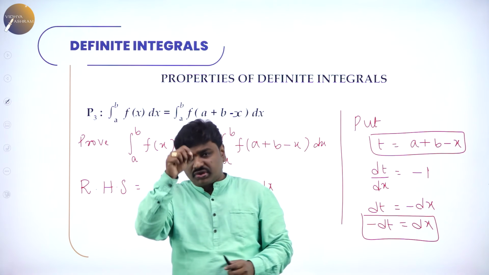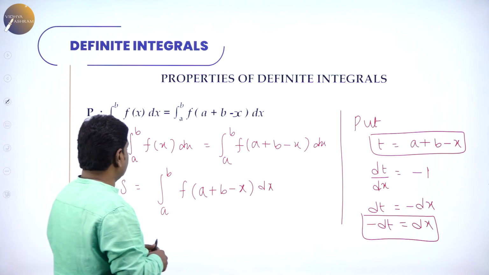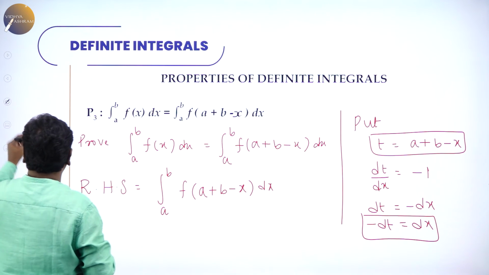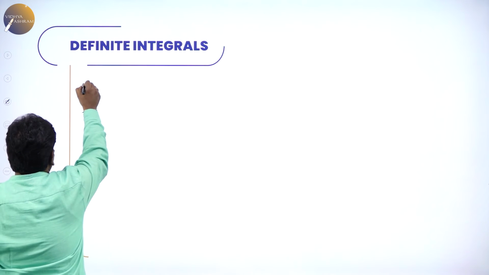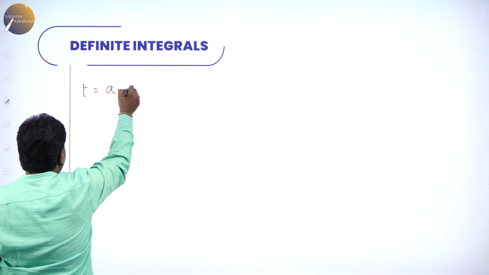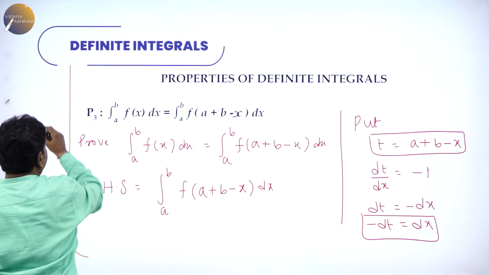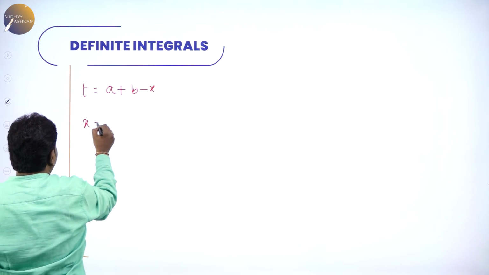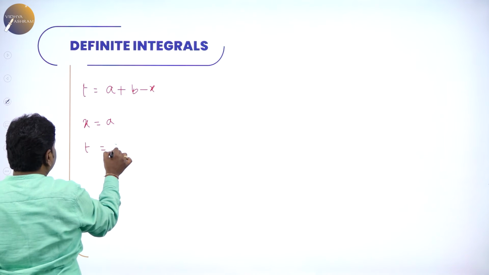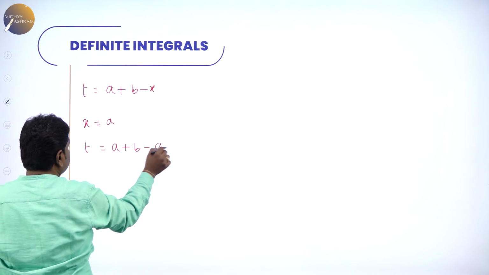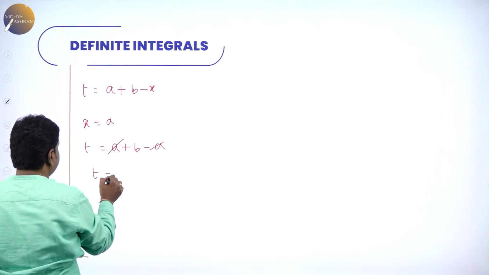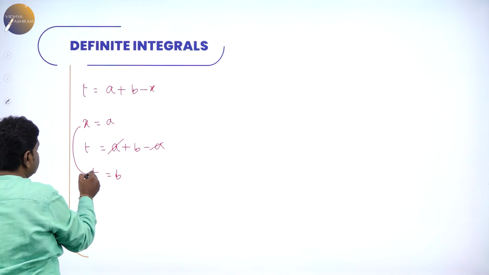So whenever you do substitution, you should change the limits also. So now I should take the limits. So we took the substitution. What is the substitution? t is equal to a plus b minus x. So now, when x is equal to a, what is t? t is a plus b minus a. a cancels, t is b. When x is a, t is b.